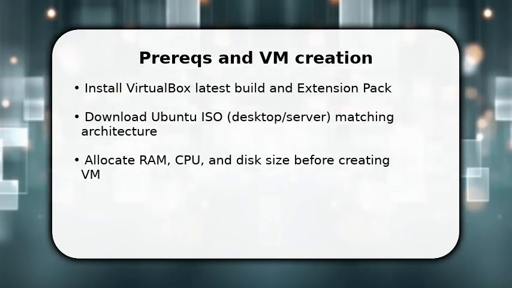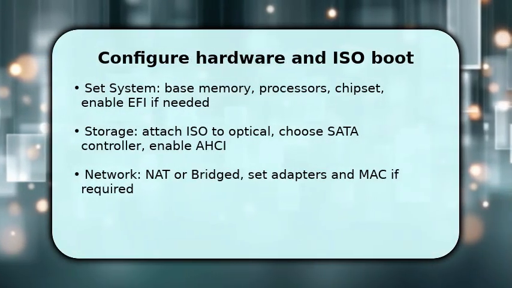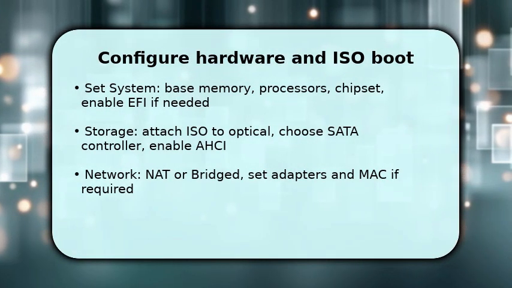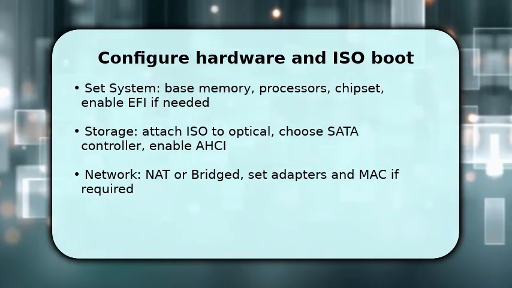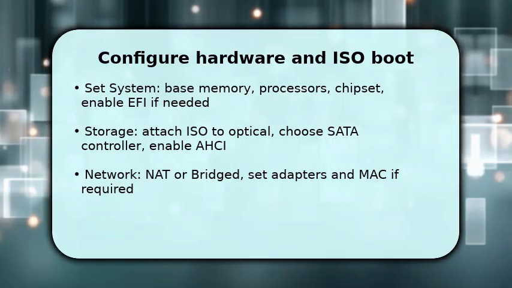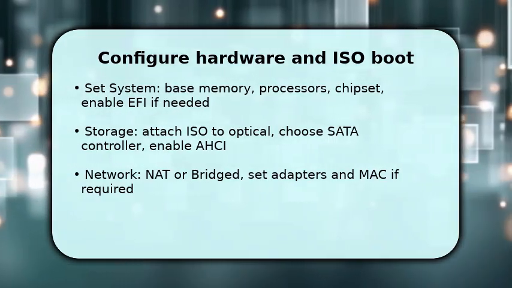In System, set boot order, disable floppy, enable I/O APIC and choose chipset. Add CPUs in the processor tab but keep within host limits. In Storage, attach the Ubuntu ISO to the optical drive and confirm SATA controller is used. In Display, raise video memory for GUI.